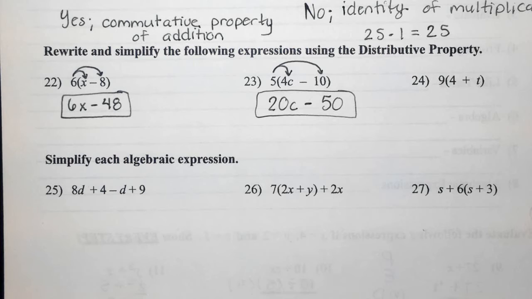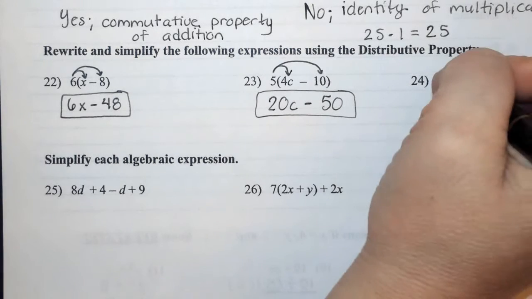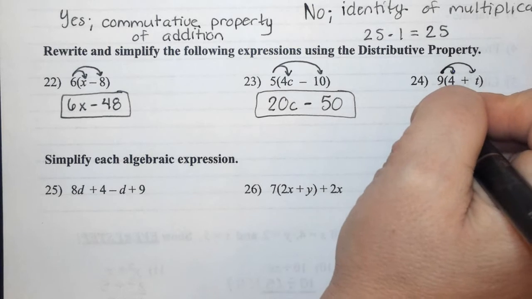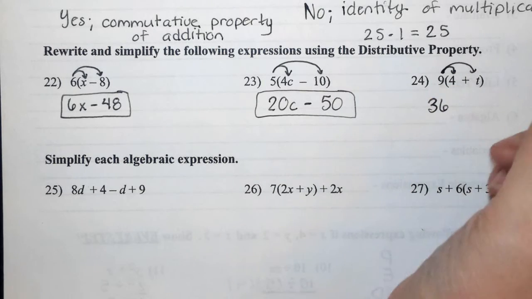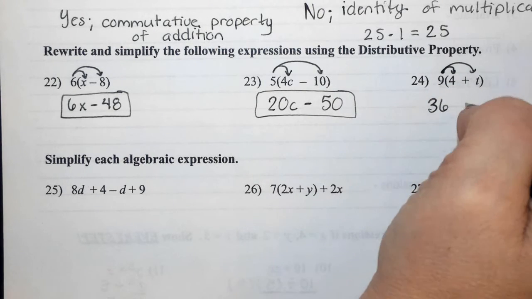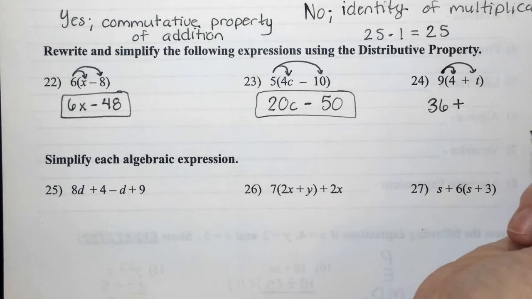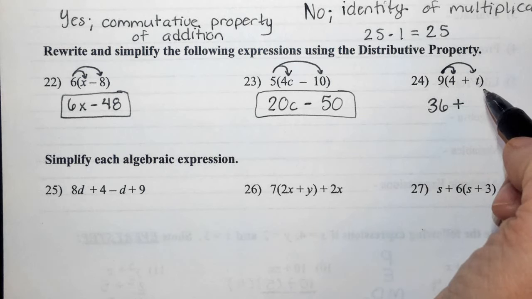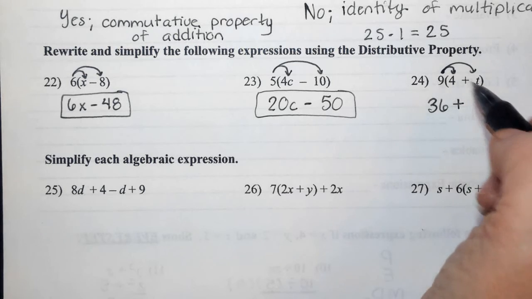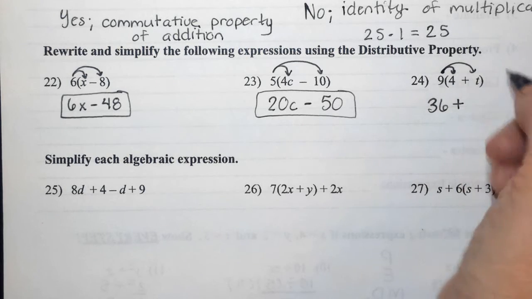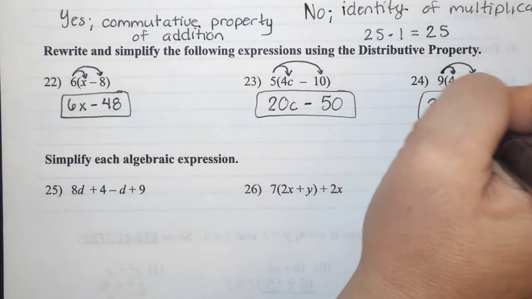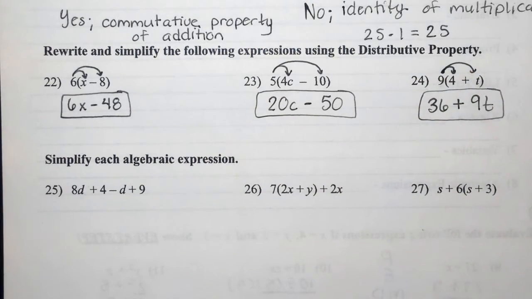All right, number 24. Number 24, we're going to pass that out. What do I get when I pass it out, RJ? 36. Keep going. Not plus t. Don't forget to pass the 9 over. Remember, I don't just hand a paper to a couple of people. I got to hand it to everyone. So the 9 also has to go to the t, making 9t. Okay. All right, are there any questions about those problems?